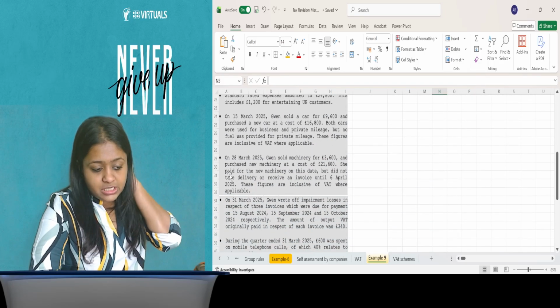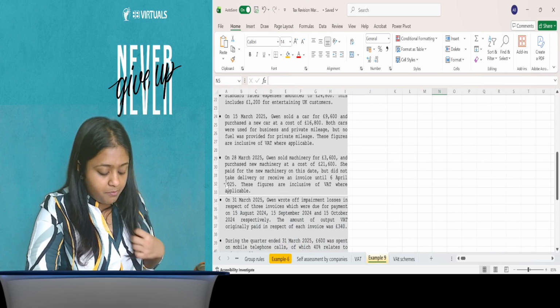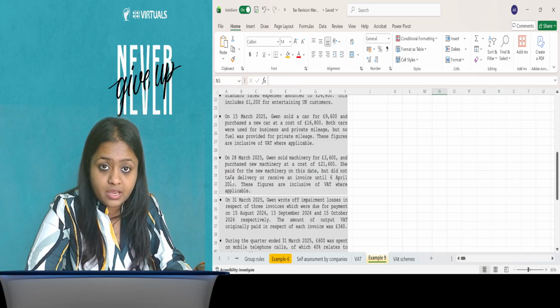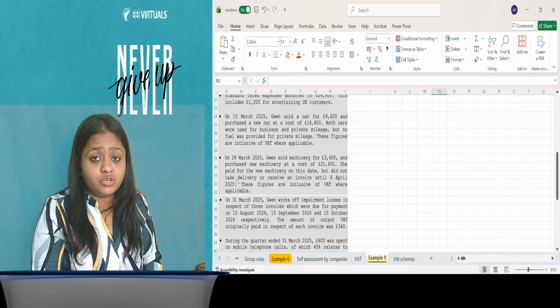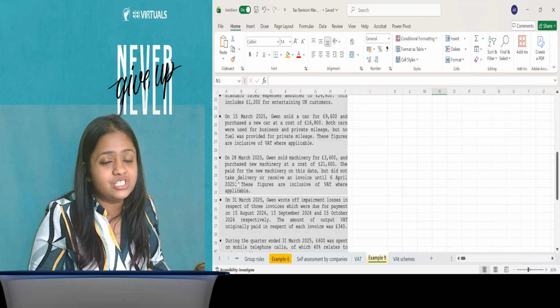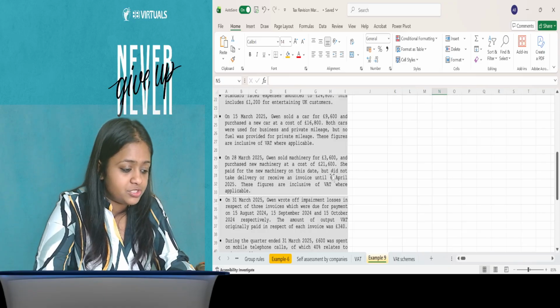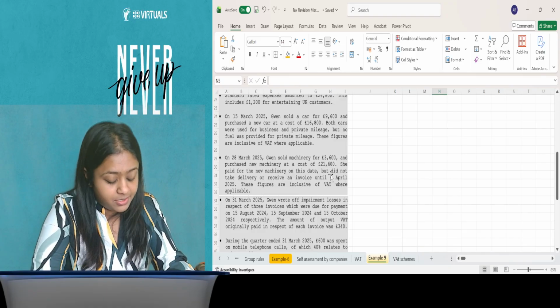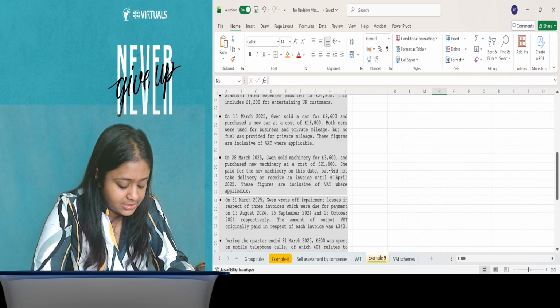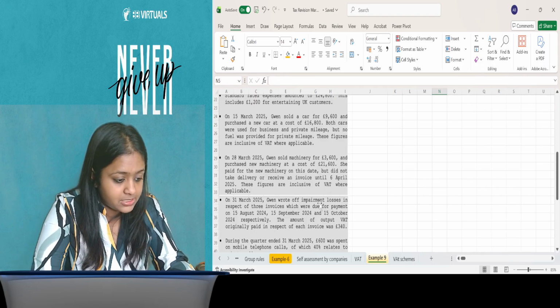Gwen sold a machine for 3600. So the machine is sold for 3600. Then we need to charge output VAT on it, right? Because this is a sale made. And she purchased new machinery at a cost of 21,600. So we'll claim input VAT credit on the same, the machinery which is purchased.